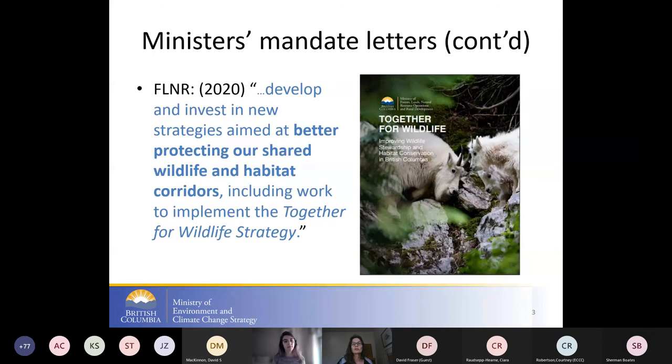And then that same ministry in 2020 has another bullet in that minister's mandate letter that reads develop and invest in new strategies aimed at better protecting our shared wildlife and habitat corridors, including work to implement the Together for Wildlife strategy. And this strategy is something that came out again of the 2017 mandate letter, where there was a bullet talking about how that ministry should undertake steps to improve management of wildlife habitat and wildlife itself.